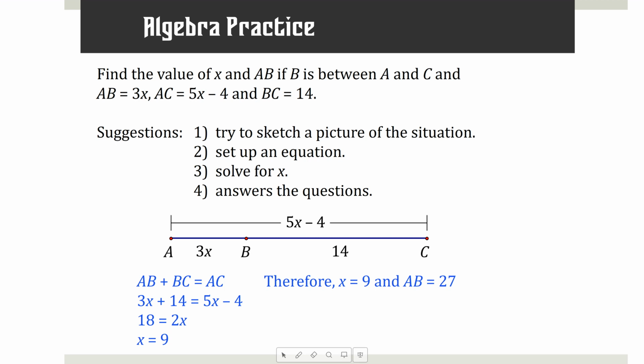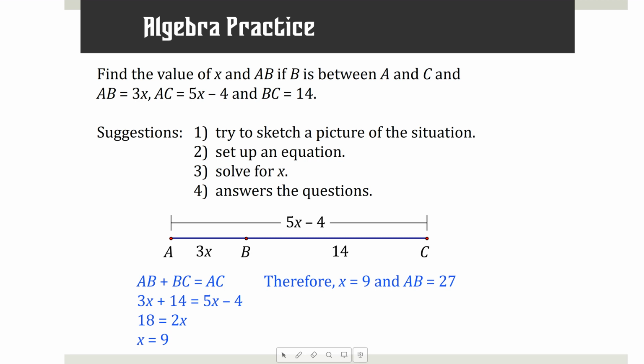And you'll notice that in the problem it says not only to find the value of x, but also find the value of AB. And in fact, you can find the value of AC also, but it doesn't ask you to do that. When you're doing these types of problems, don't assume that you just stop at x. There's usually going to be more information that you need to solve for.